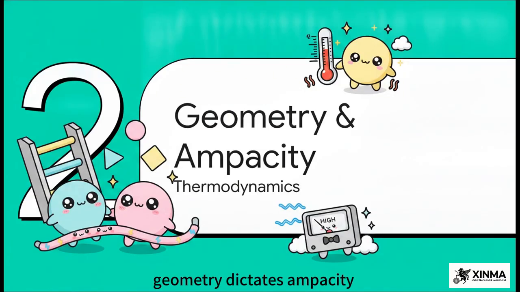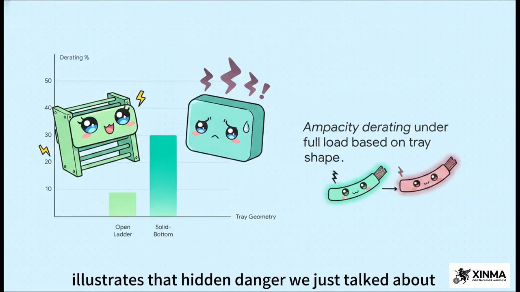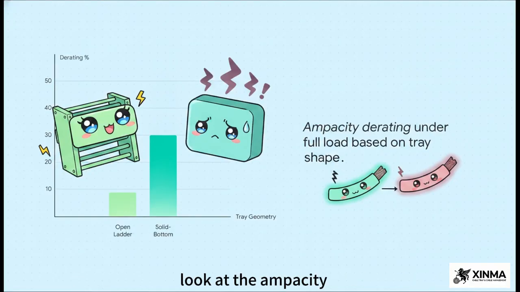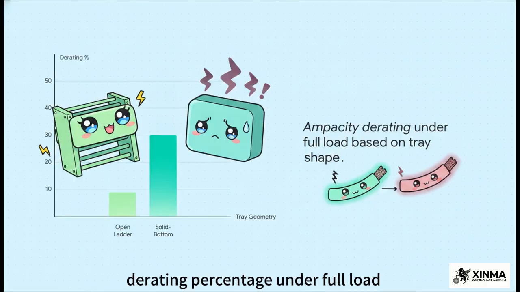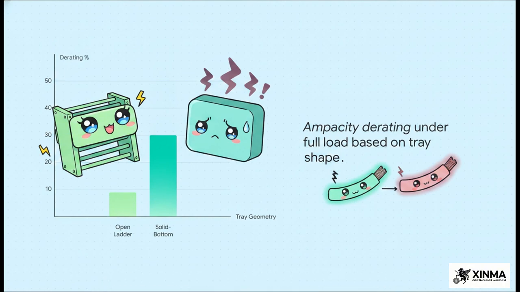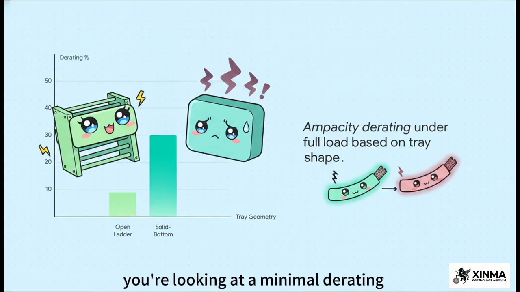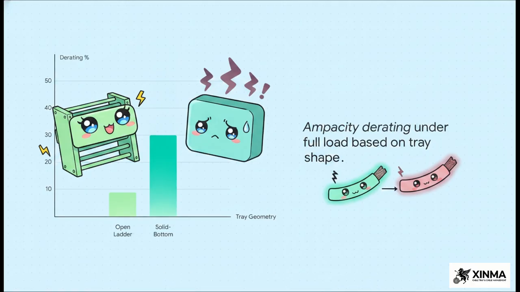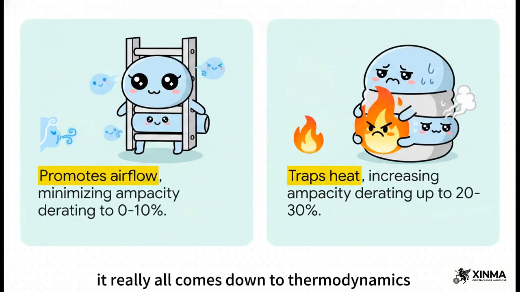Let's move to part 2. Geometry dictates ampacity. This right here illustrates that hidden danger we just talked about. Look at the ampacity derating percentage under full load. As a quick refresher, ampacity is just the maximum continuous current a conductor can handle without exceeding its temperature rating. Now, an open ladder tray, you're looking at a minimal derating, maybe up to 10% max. But check out the solid bottom tray. We are talking about a massive derating penalty of up to 30%. That means the exact same cable carries significantly less power, all because of the shape of the metal resting right beneath it.